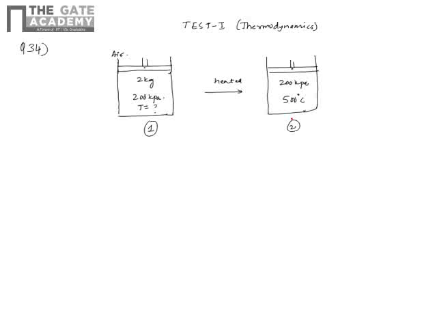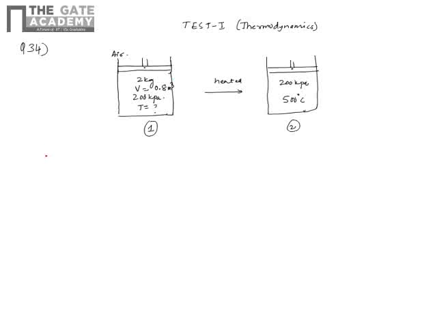Now what is asked is, the initial volume is given. So initial volume is 0.8 meter cube. So I don't know the initial temperature and I don't know the final volume. But pressure is constant. Remember, this is a constant pressure process. Now calculate the entropy change.